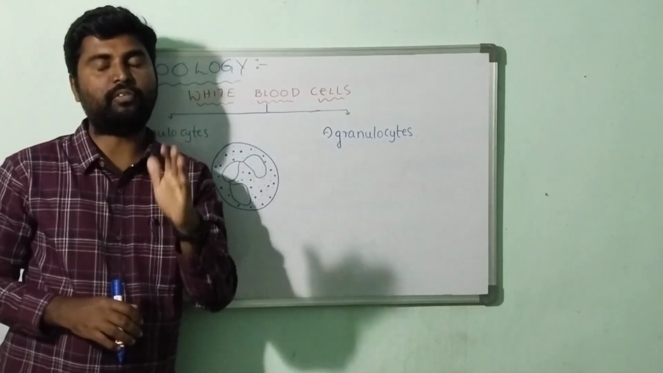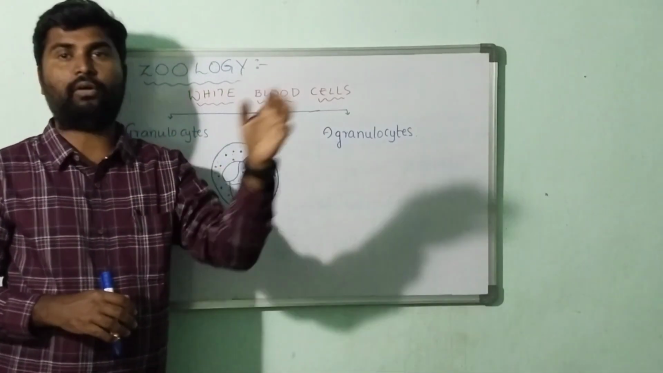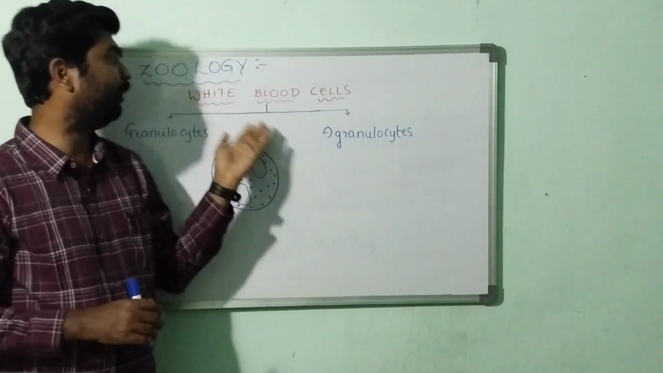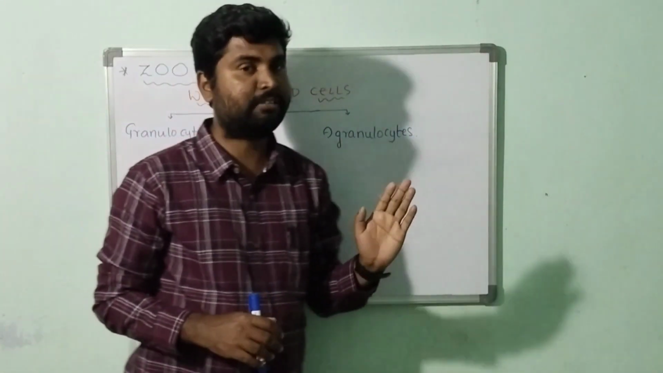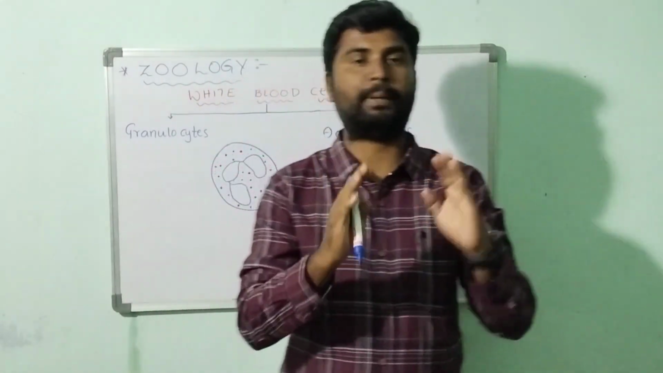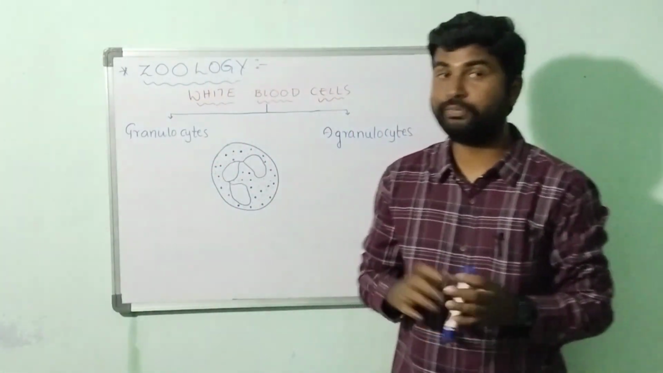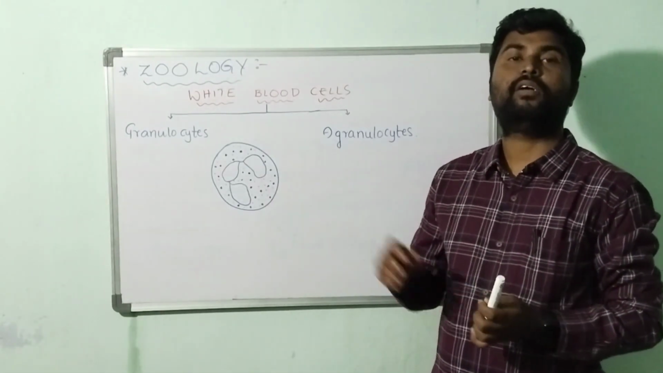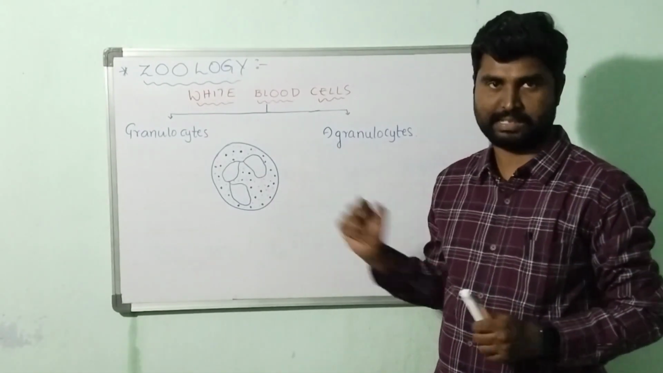So WBC, white blood cells. I already told you about the red blood cells, which are red in color. Coming to the WBC, white blood cells, there is no particular color pigment in the cells. That's why they are colorless. But usually we call them WBC, white blood cells.